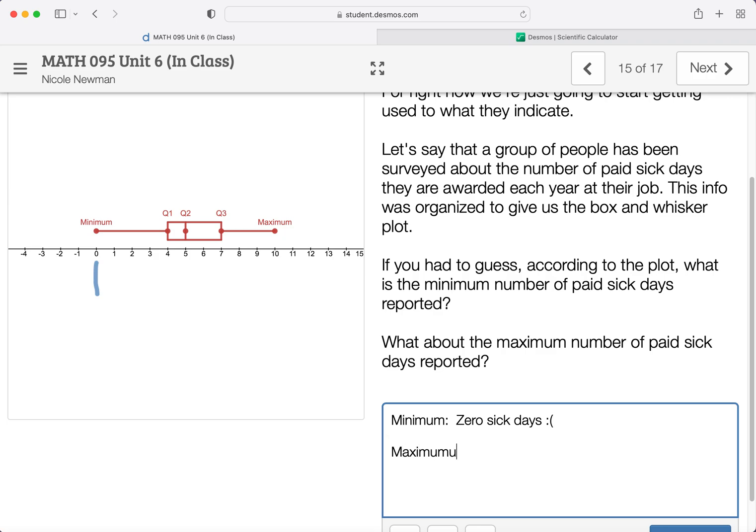Maximum reported in this survey. That's way over on the other end of things. We can pull it off of the scale. Looks like 10 sick days was the high end of what was reported. Minimum and maximum, got those.